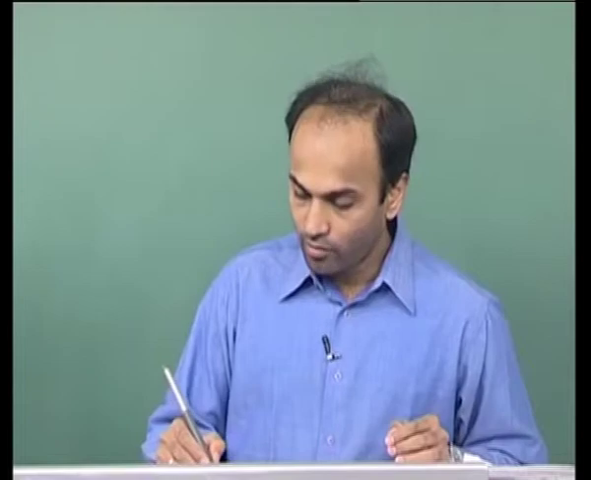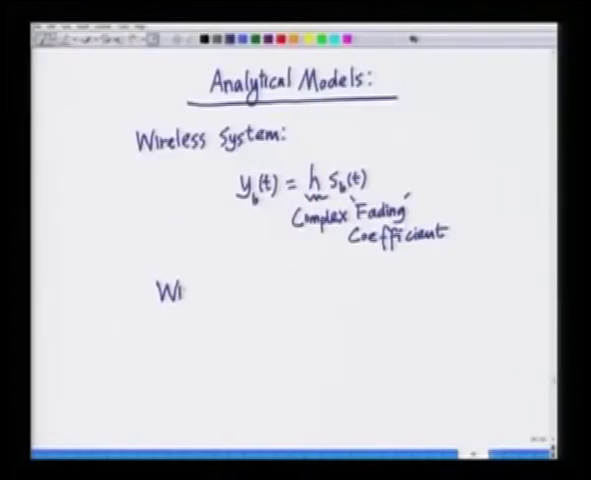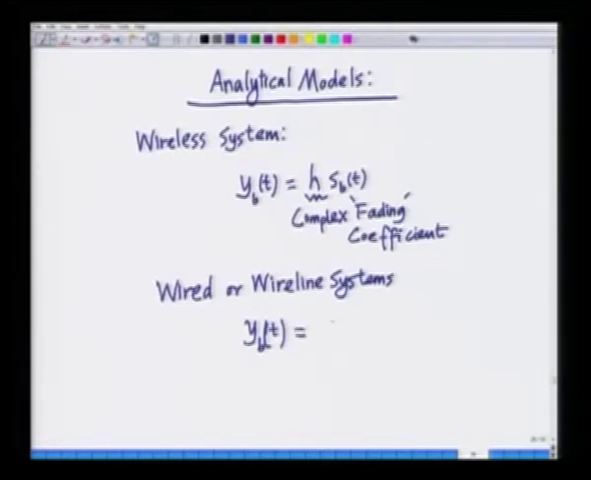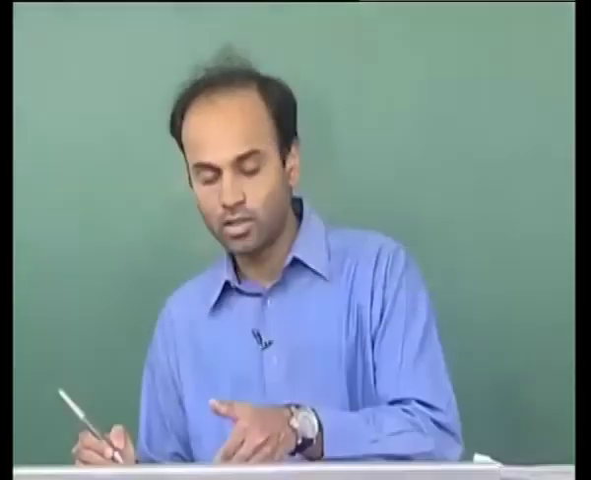And for a traditional wired system, or wireline system, these are typically known as wireline systems, the received signal y_b(t) is simply s_b(t). The received signal y_b(t) is simply s_b(t) because there is only a single path and there is no multipath interference. So, what you transmit is what you receive.